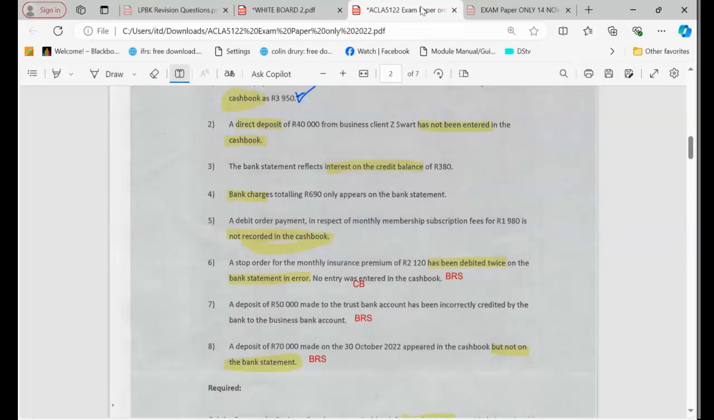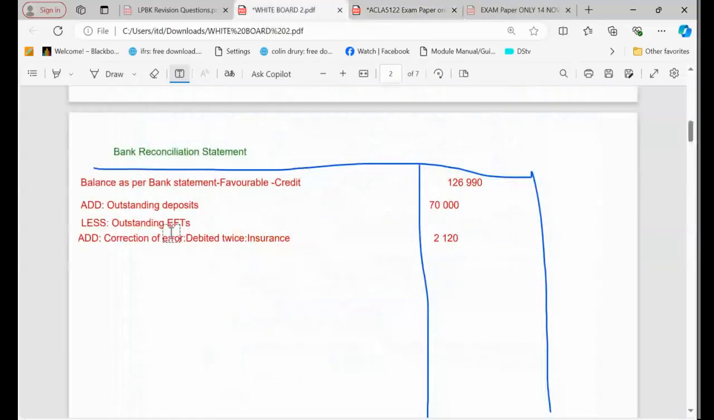On the 7th, the deposit was incorrectly credited by the bank. So we were incorrectly given the money, so we must give the money back. So what must we do? Less, because we're giving the money back. Correction of error. Correct.